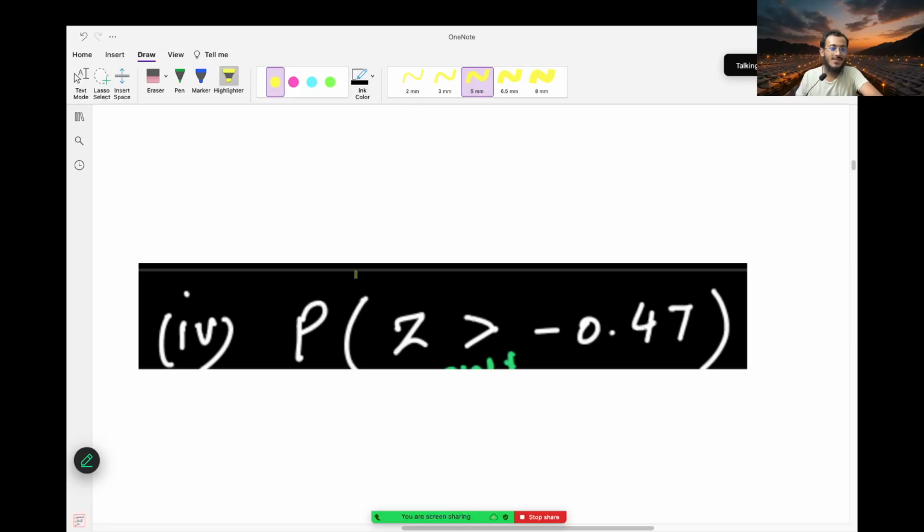So if you understood that, how would you find this one? Probability that Z is greater than negative 0.47. Could you give this one a try?